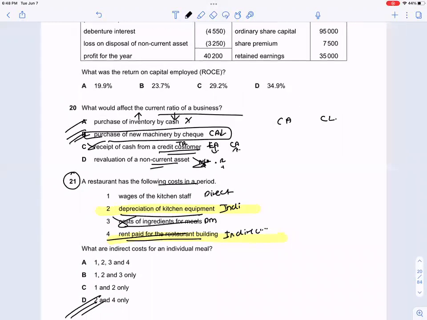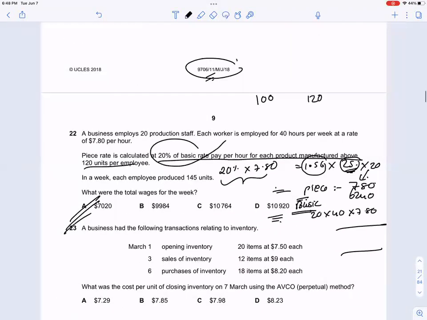Am I clear? Yeah. So we are done with the costing part of May June 2018 paper 11.